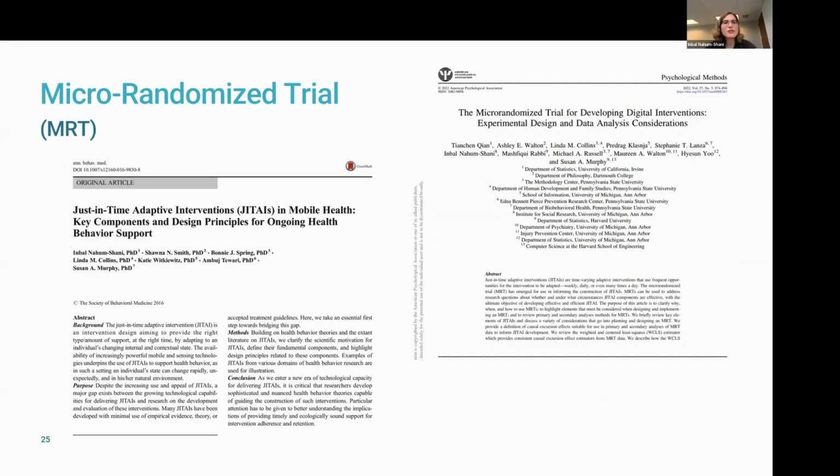All right, this manuscript on the left. This is an introduction to JEDIs where you can learn about the components of JEDIs and challenges and opportunities for designing JEDIs and the motivation for JEDIs.